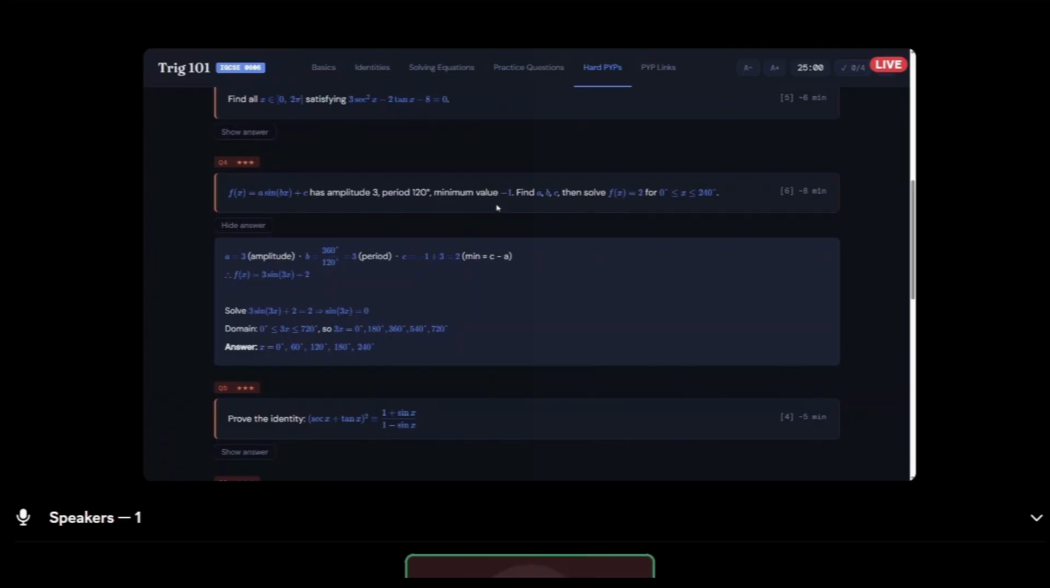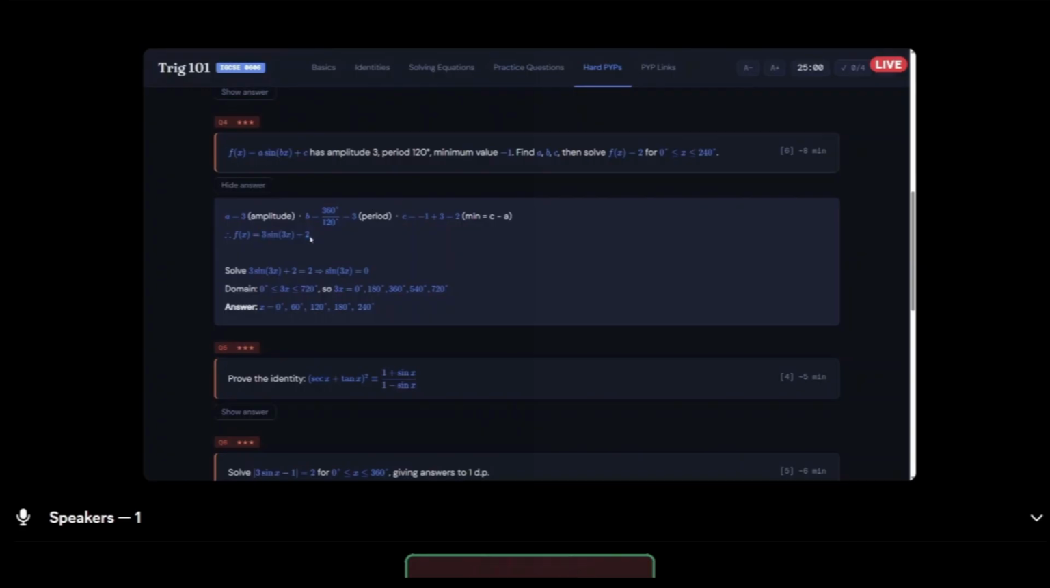For the minimum value equals -1: the sine graph has a maximum value and a minimum value, and usually the maximum and minimum value equal the amplitude. So it should be -3, but now it's -1. That means the C, the vertical shift, is plus 2, because -3 plus 2 equals -1. So that's how we find C equals 2.